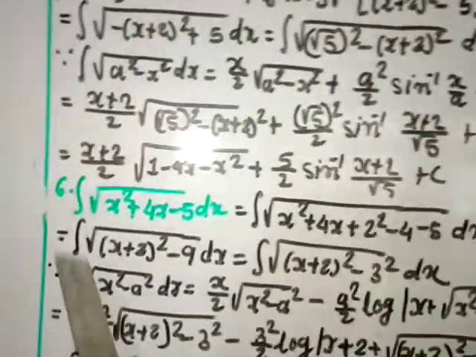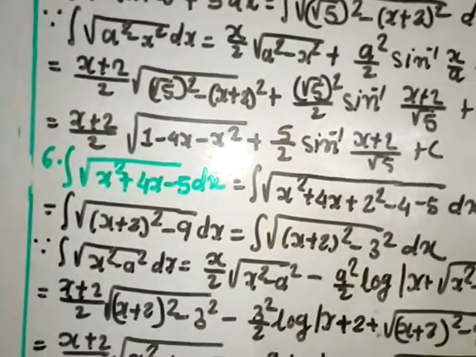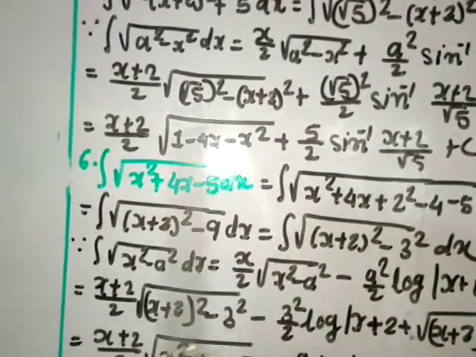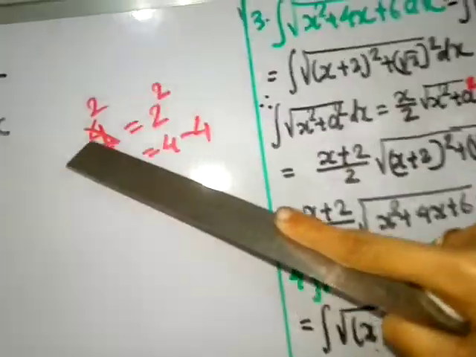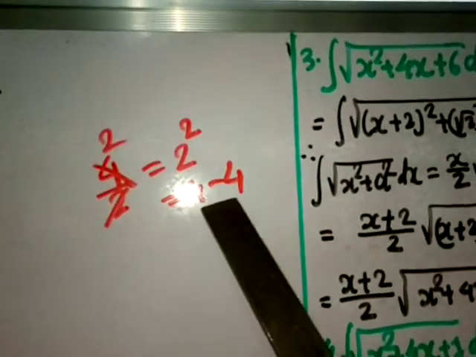Question number 6, integral square root of x square plus 4x minus 5 dx. Here also we make a perfect square, here also 4, so take 4 out, divide by 2, just like this. 4 divided by 2, you get 2, so 2 square. So 2 square is 4, add, and 4 minus.